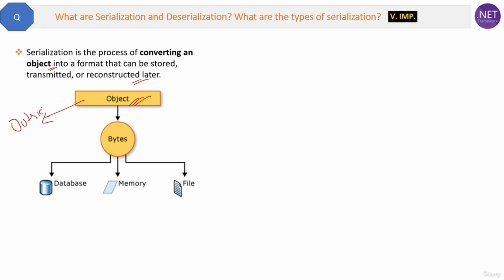You can pass it within your project, but outside in another application, how can you pass the object? Now you cannot pass it directly. For that, you will use serialization to first convert the object into bytes and then save it in database, memory, or file storage like this. Or you can also directly transfer the bytes to the other application. Okay.